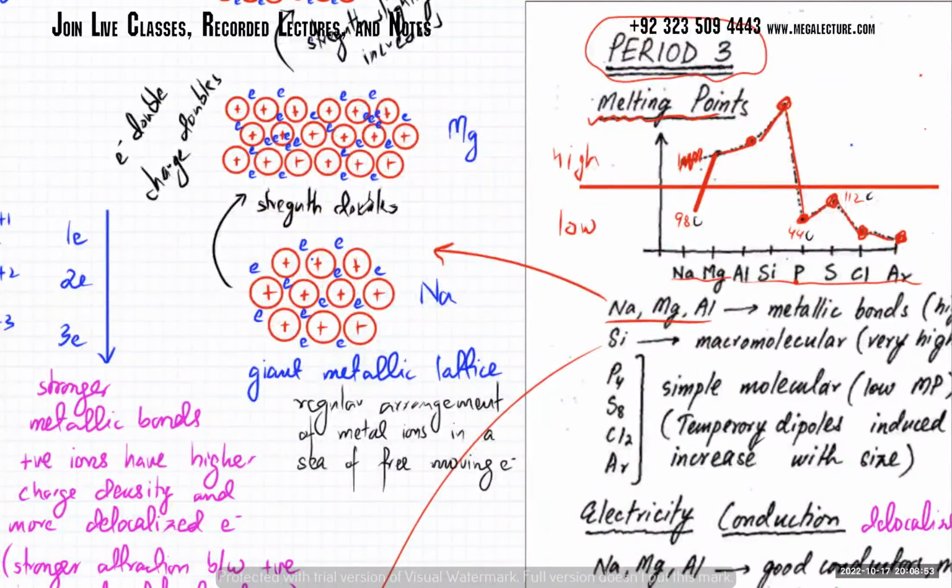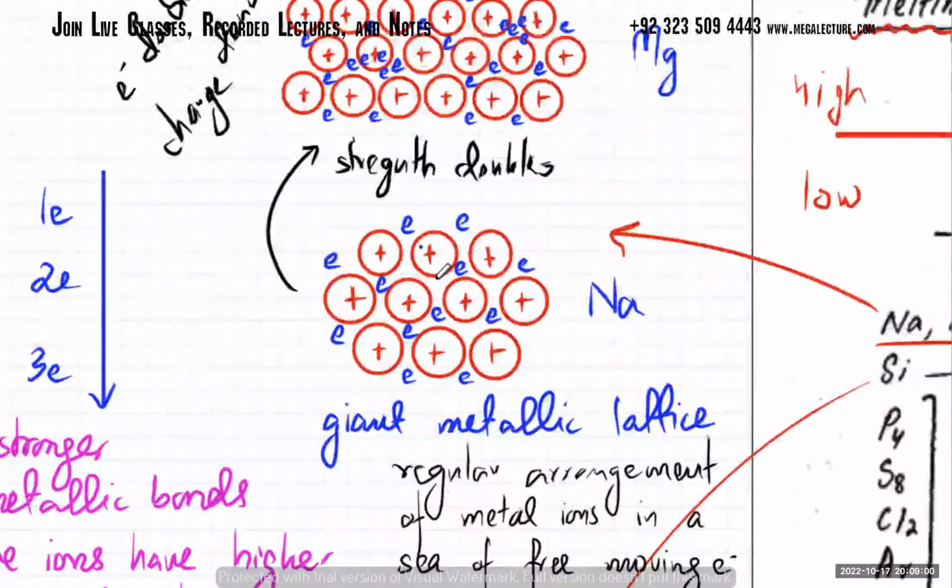Okay. What happens is the electrons and the positive ions are attracted to each other. So there are free moving electrons in the middle, and these electrons are attracted to the positive metal ions surrounding them. If you try to remove a positive ion, you won't be able to because the surrounding electrons will attract it.